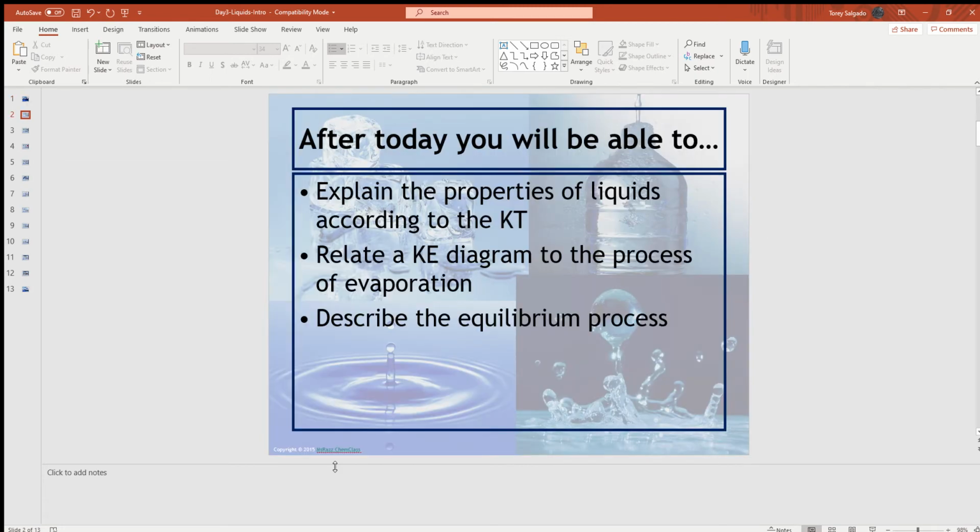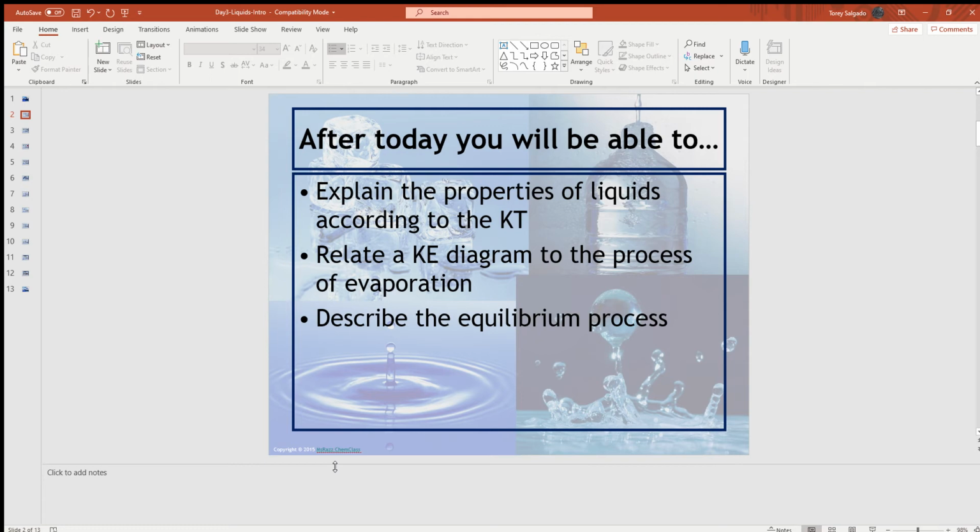So main points for today: after the lesson, we should be able to explain the properties of liquids according to the kinetic theory. That's what KT stands for. You probably already know a bit about the properties of liquids. We just need to understand them in a more scientific way. So we're going to take a look at that.